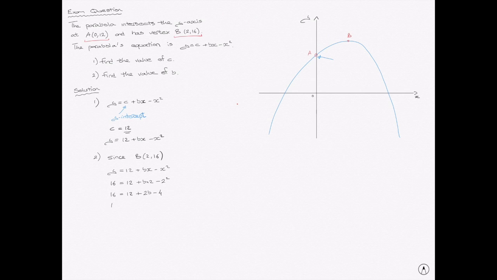Simplifying a bit, that's 16 equals to, I can subtract the 4 from the 12, so 12 minus 4 equals 8, plus 2b. And I can now subtract 8 from each side, leading us to 8 equals 2b. Finally, I can see that b is being multiplied by 2, so if I divide both sides by 2, I end up with 8 over 2 equals b, and therefore 4 equals b, or b equals 4.